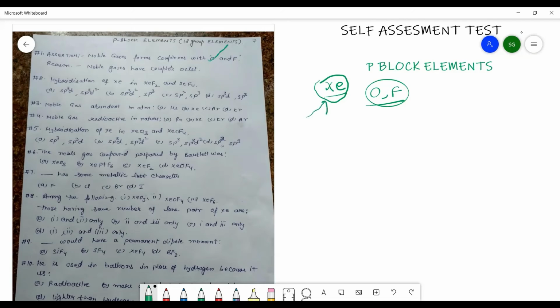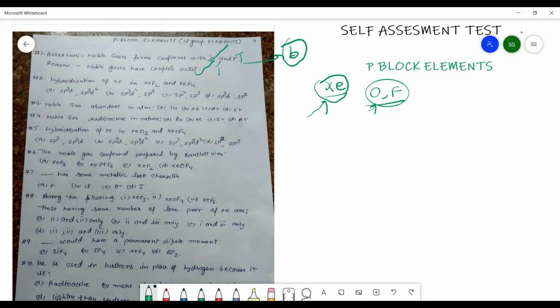So we can say that this assertion is right. Now, reason: noble gases have complete octet. The assertion and reasoning both are true. But the reason is oxygen and fluorine are more electronegative in nature. So this reason will not justify the assertion, that the noble gases form complexes with oxygen and fluorine. So we can say the answer for this is B option.